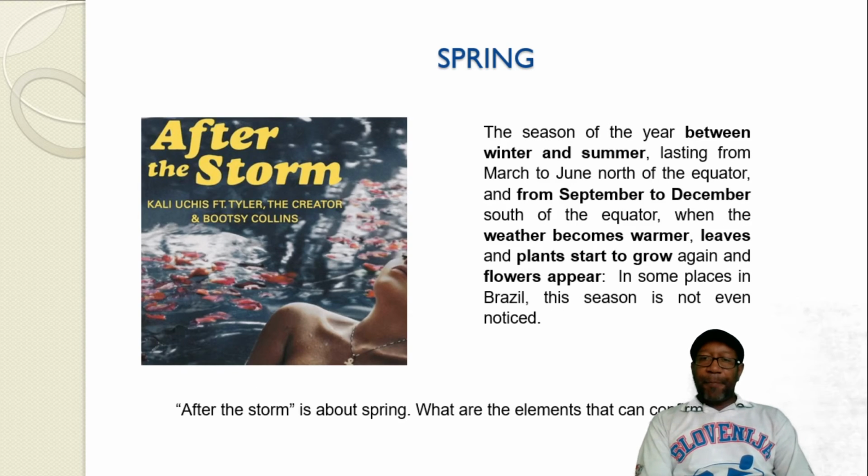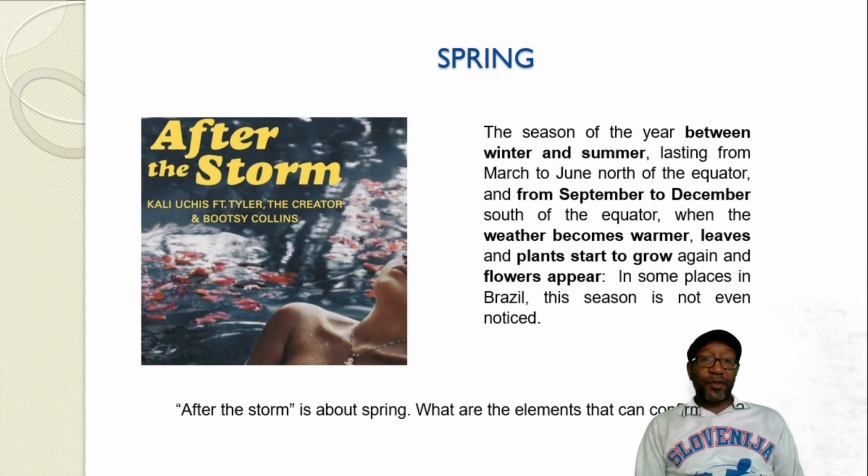Then we have spring, between winter and summer, and from September to December in the south of the equator. Right? When the weather becomes warmer, leaves and plants start to grow and flowers appear. So, for example, in some places in Brazil, spring is not as pronounced as it is in the United States or some parts of Europe. In some places in Brazil, we have kind of two seasons most of the time. But as you can see, we have some characteristics of spring.